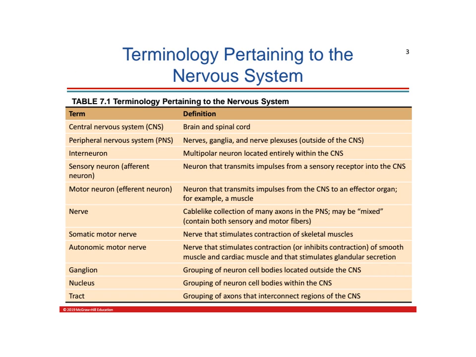In table 7.1 from your book, we can see a couple of these things we've talked about already. The central nervous system, or CNS, is the brain and spinal cord. The peripheral nervous system, or PNS, is nerves, ganglia, and nerve plexus. All of these are outside of the CNS.